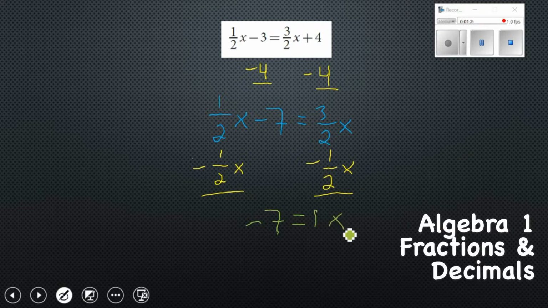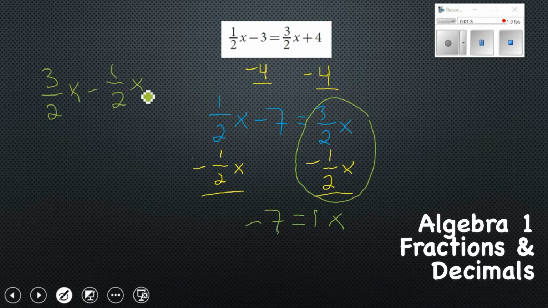Now, just to look at that a little more carefully, just to make sure we understand, we're doing 3/2 x minus 1/2 x. And of course, our common denominator here will give us 2/2 x. And remember, 2/2 is the same as 1, so that's why we've indicated we have 1x equals negative 7. So our solution is x equals negative 7.